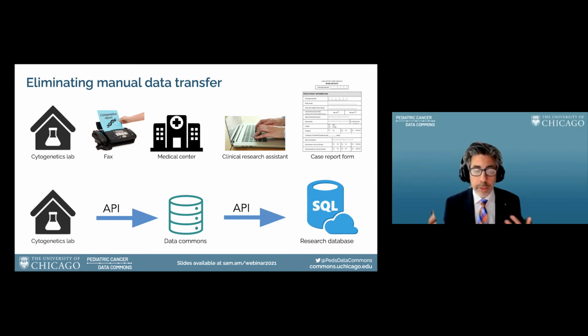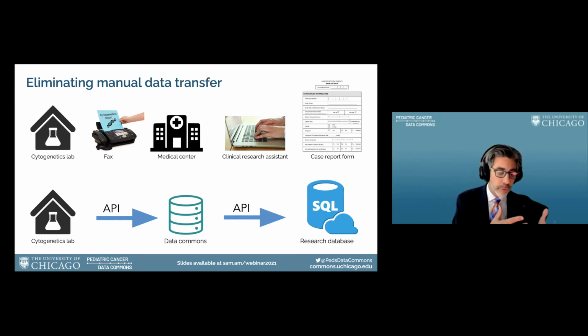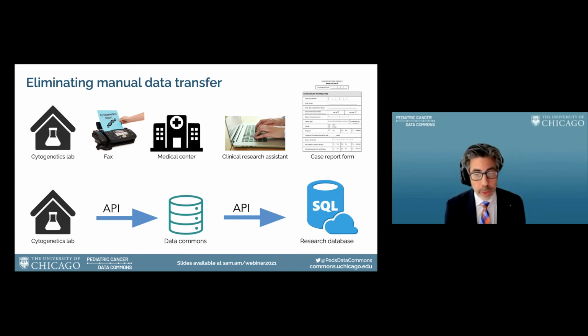Now imagine instead a world where we have computerized interfaces that automatically move the data from the lab into a data commons or into the hospital's electronic health record. There's so many better ways to do this that were invented many years ago. And so we have to get through the socio-political issues and actually get to a point where we can do this at scale. Think of all the time it will save and think about how much more rich the data will be.